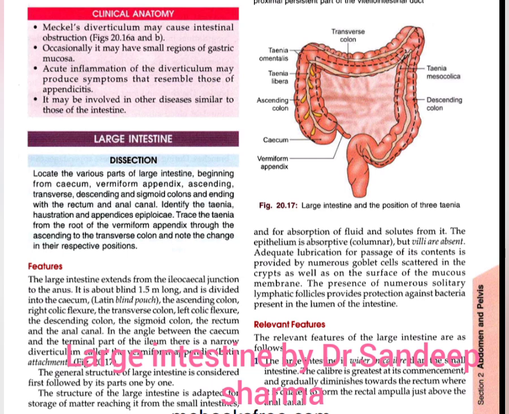Now we will go to the relevant features of the large intestine. The large intestine is wider in caliber than the small intestine. The wider caliber gradually diminishes towards the rectum, where it is dilated to form the rectal ampulla. Ampulla is a term used to show that it is getting widened in size.